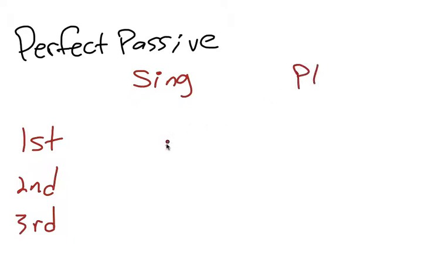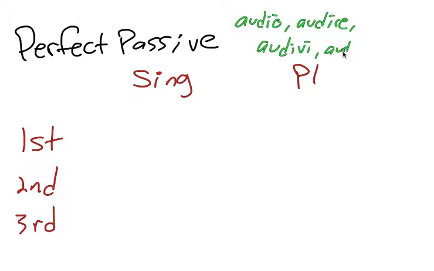Okay, so the verb I'm going to use is the verb audio. So if I were to give the principal parts of audio, audio, audire, audivi, and auditum. Okay, so audio, audire, audivi, auditum. And we're going to use the fourth principal part, except I'm going to take the fourth principal part and actually make it masculine. We can do that with the fourth principal part. So I'm going to say auditus, and then I'm going to use sum.